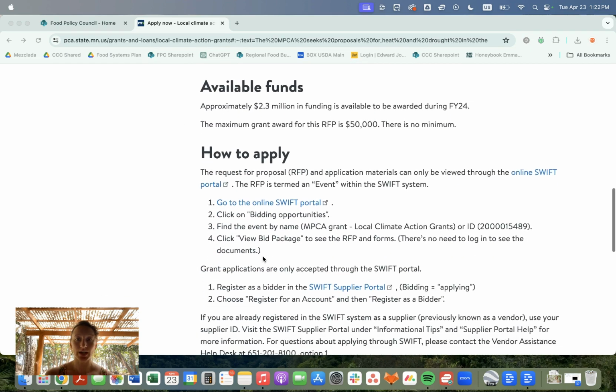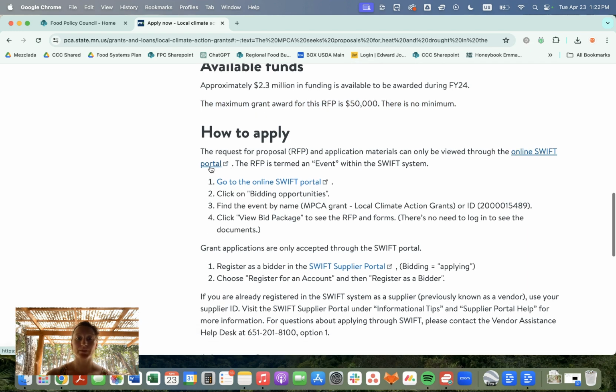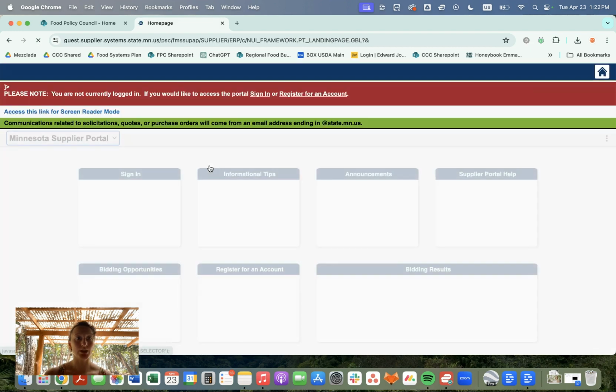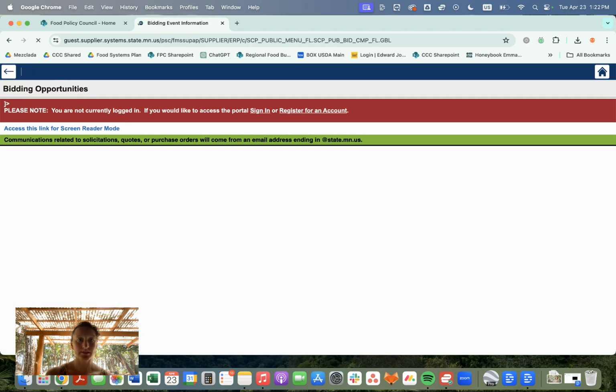So when you scroll down and you look at this, the maximum grant award for this request for proposals, that's what RFP stands for, is $50,000. There is no minimum. If you want to apply for this, you're going to go ahead and click on this link that will take you to the portal. This is through the state agency, and you'll go ahead and click on opportunities.